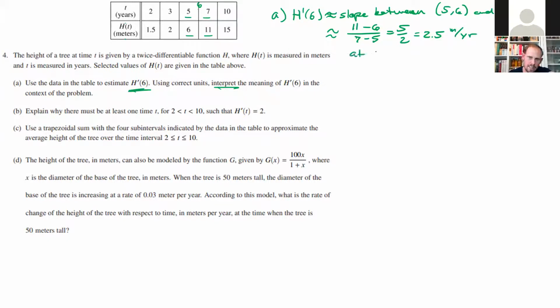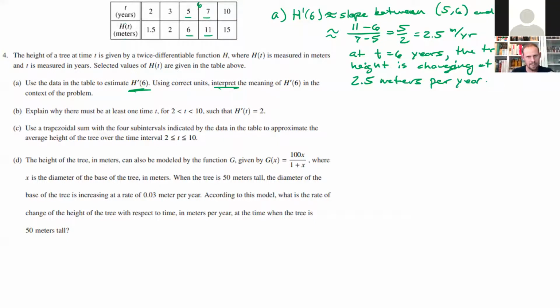So at time t equals 6 years, the tree's height, because that's what h is measuring, height is changing at roughly 2.5 meters per year. So we have to say at that time, and then that's what's happening.